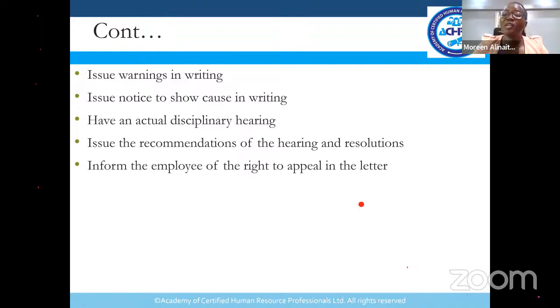All right? Make sure you put it in your letter, because if you don't put it in your letter, in court the only thing they will say is, "I was not informed of my right to appeal." That is what they will say. But if it is in the letter of dismissal and they do not appeal, you are safe. If you do not write it, you are doomed.